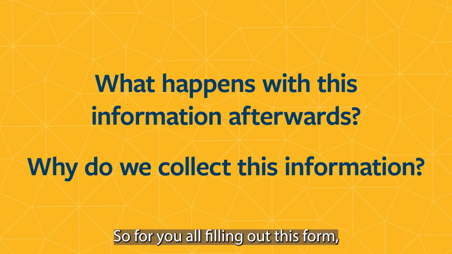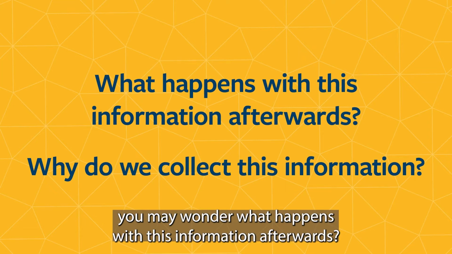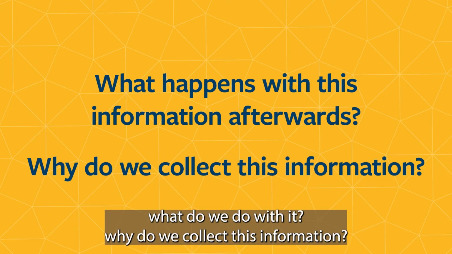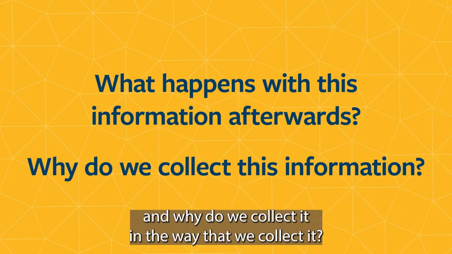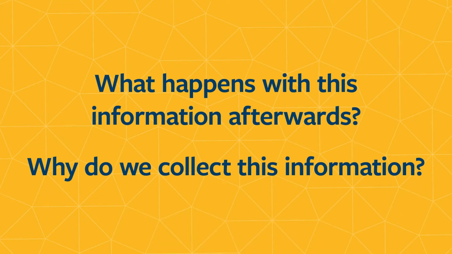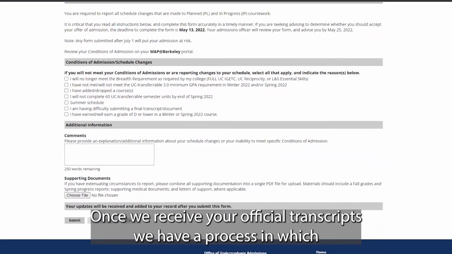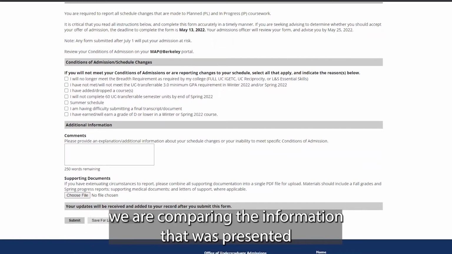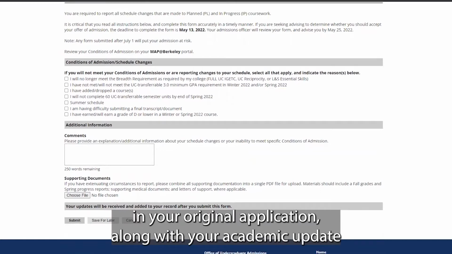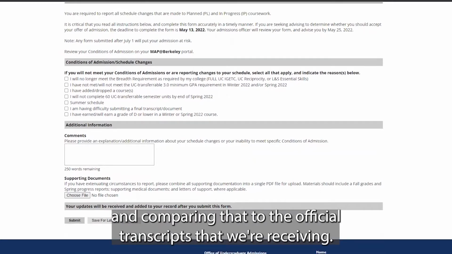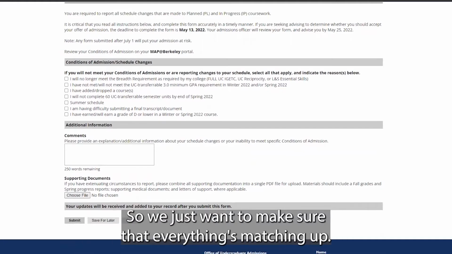So for you all filling out this form, you may wonder what happens with this information afterwards. What do we do with it? Why do we collect this information and why do we collect it in the way that we collect it? Once we receive your official transcripts, we have a process in which we are comparing the information that was presented in your original application along with your academic update to the official transcripts that we're receiving. So we just want to make sure that everything's matching up.